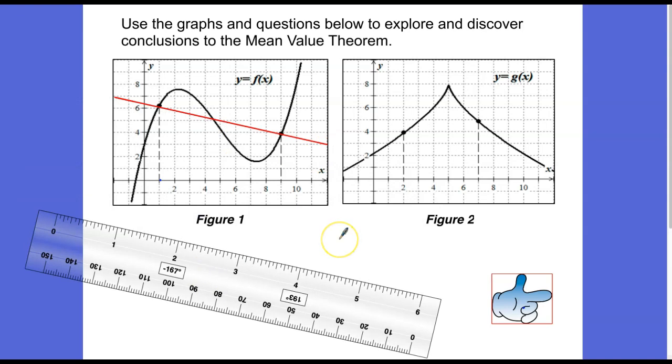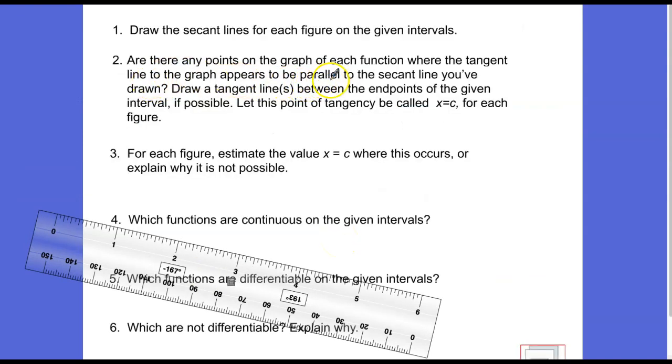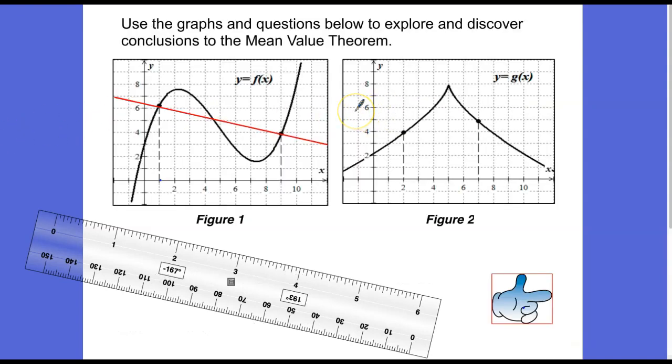Alright, now let's take a look at the next part. It says, are there any points on the graph of each function where the tangent line to the graph appears to be parallel to the secant line you've drawn? Draw tangent lines between the endpoints of the given interval if possible. Let this point of tangency be called x equals c for each figure. Okay, so let's go back. So remember, a secant line crosses the graph at more than one point, but a tangent line just touches the graph at only one point.